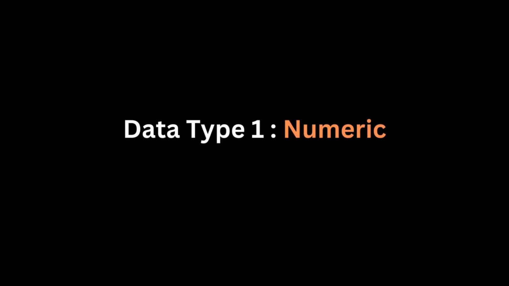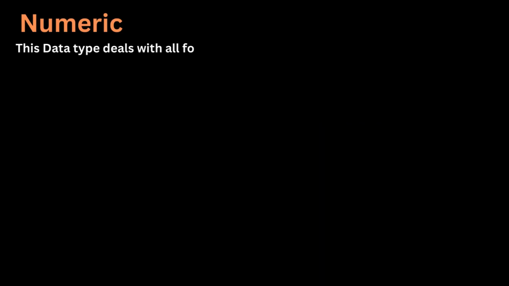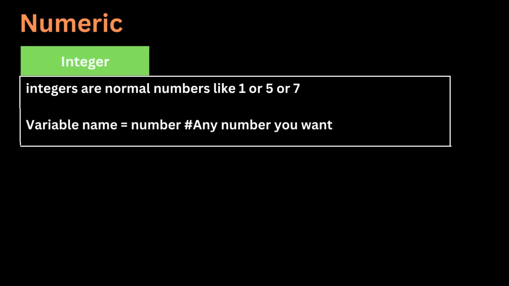Numeric data type. This type deals with all forms of numbers. It is divided into three categories. First one being integers, which are normal numbers like 1 or 5. To use integers data type, make a variable equals to any number you want.